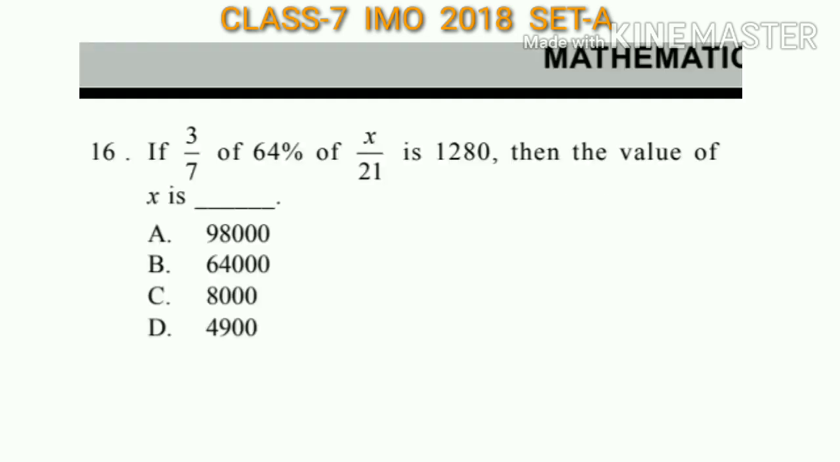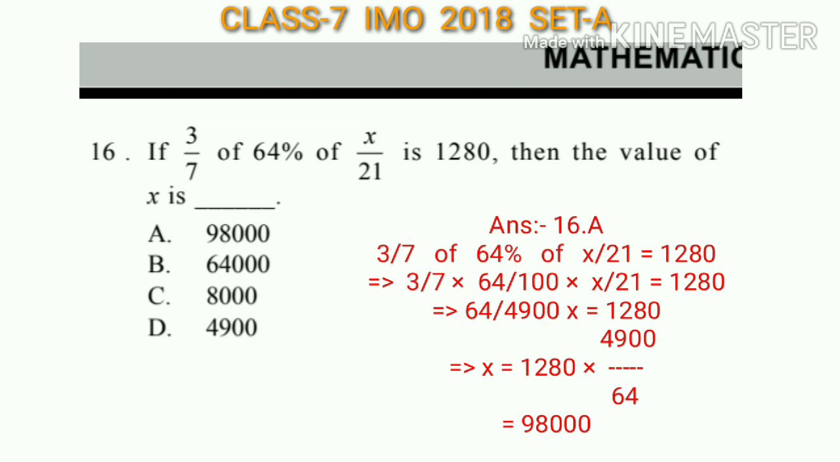Now come to the mathematical reasoning portion. Question number 16. If 3/7 of 64% of x by 21 is 1280, then the value of x is dash.